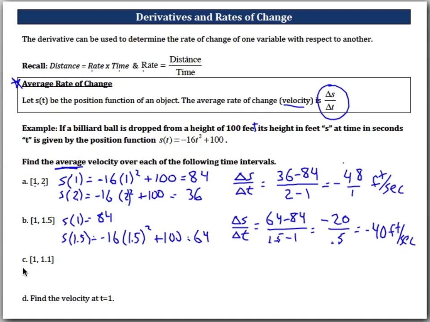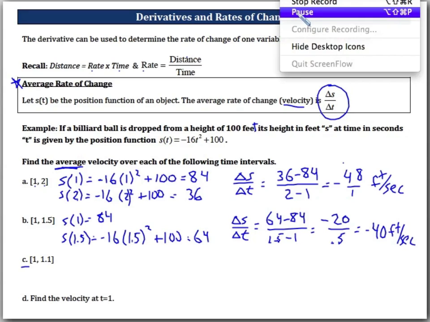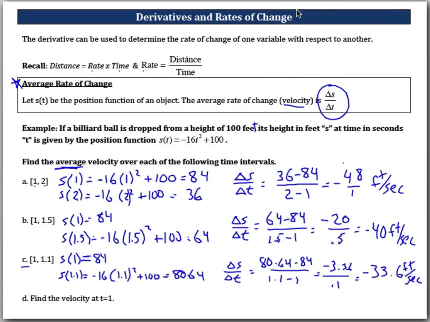I want you to go ahead and try C on your own. So find the average velocity in that 1/10 of a second, 1 to 1.1. Go ahead and pause the video and come back to check your work. All right. Welcome back. You can go ahead and check your work here. You should have got negative 33.6 feet per second.